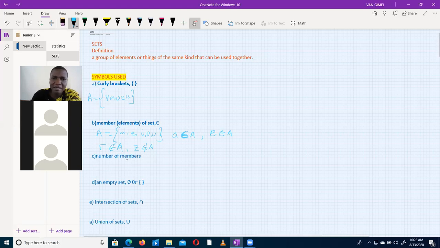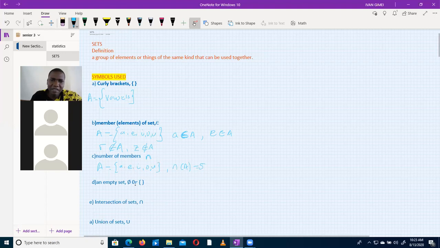Then the other one is number of members. For number of members, we always use n, which stands for number of members. For instance, if A has these elements, I'll use the same example throughout. What is the number of elements in set A? The number of elements will be 1, 2, 3, 4, 5. That one you know, so I may not take a lot of time on it.